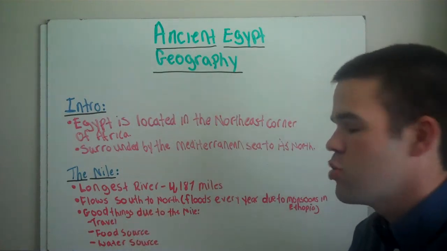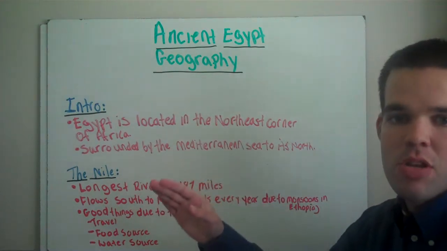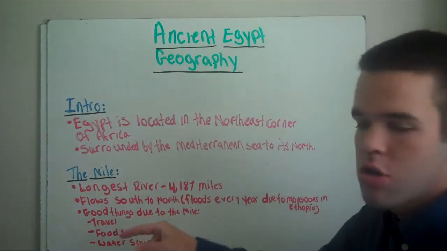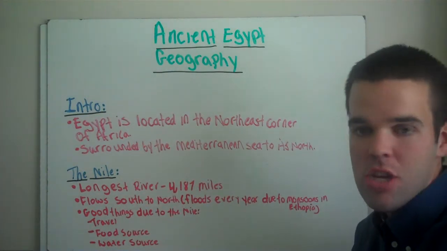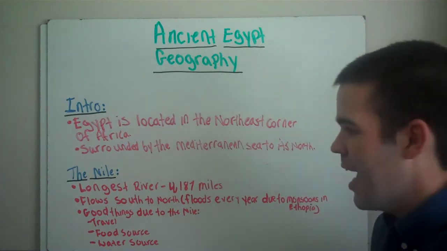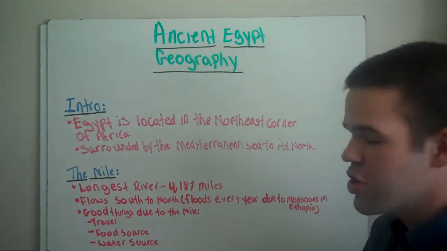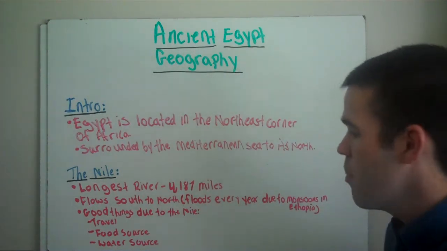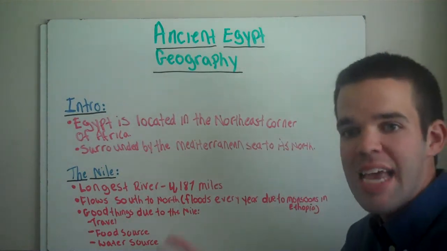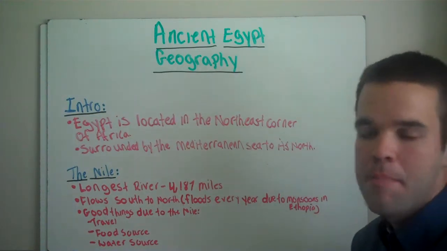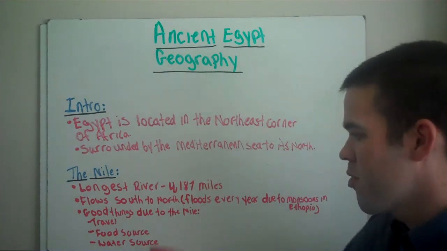Good things that happen due to the Nile River. Travel. People can get from one side of Egypt to the other side of Egypt due to basically traveling the Nile River. Also food sources. Fish can be caught out of the Nile River and is an adequate food source for people. And the most prominent advantage for the Nile River is a water source. People can bathe, people can clean themselves, people can drink. They can basically take the water and use it as an endless supply of things to do with it for the water source.